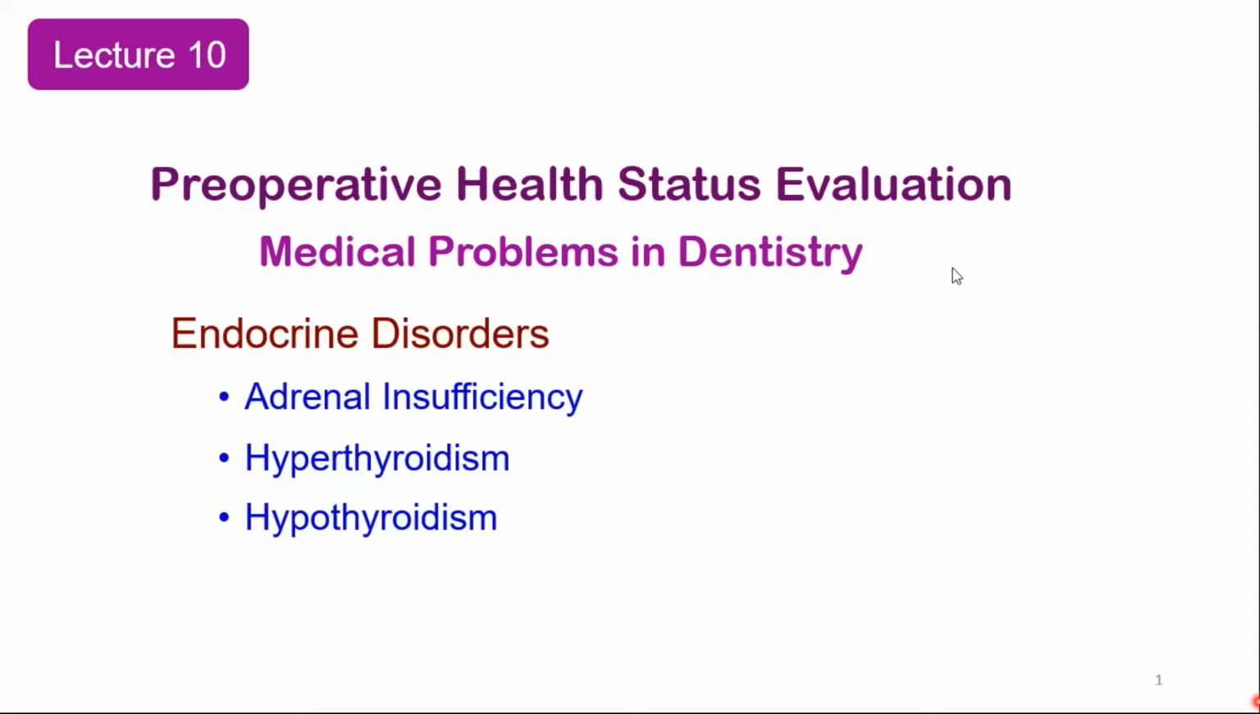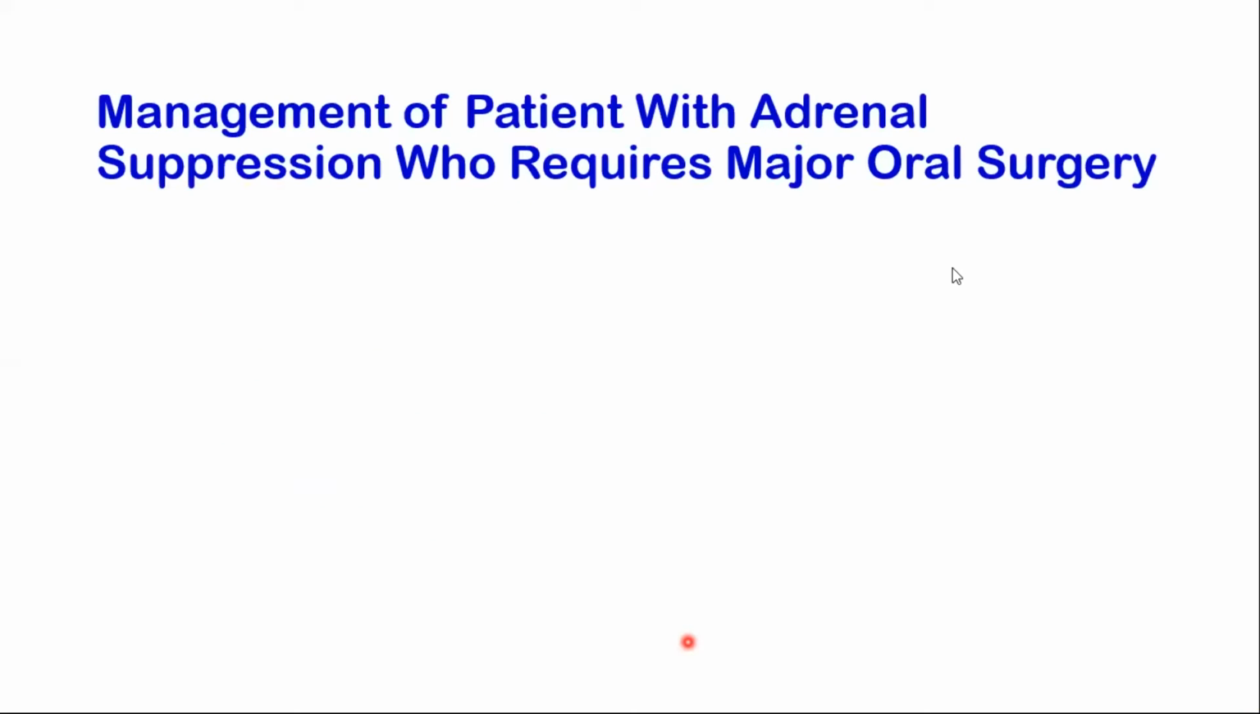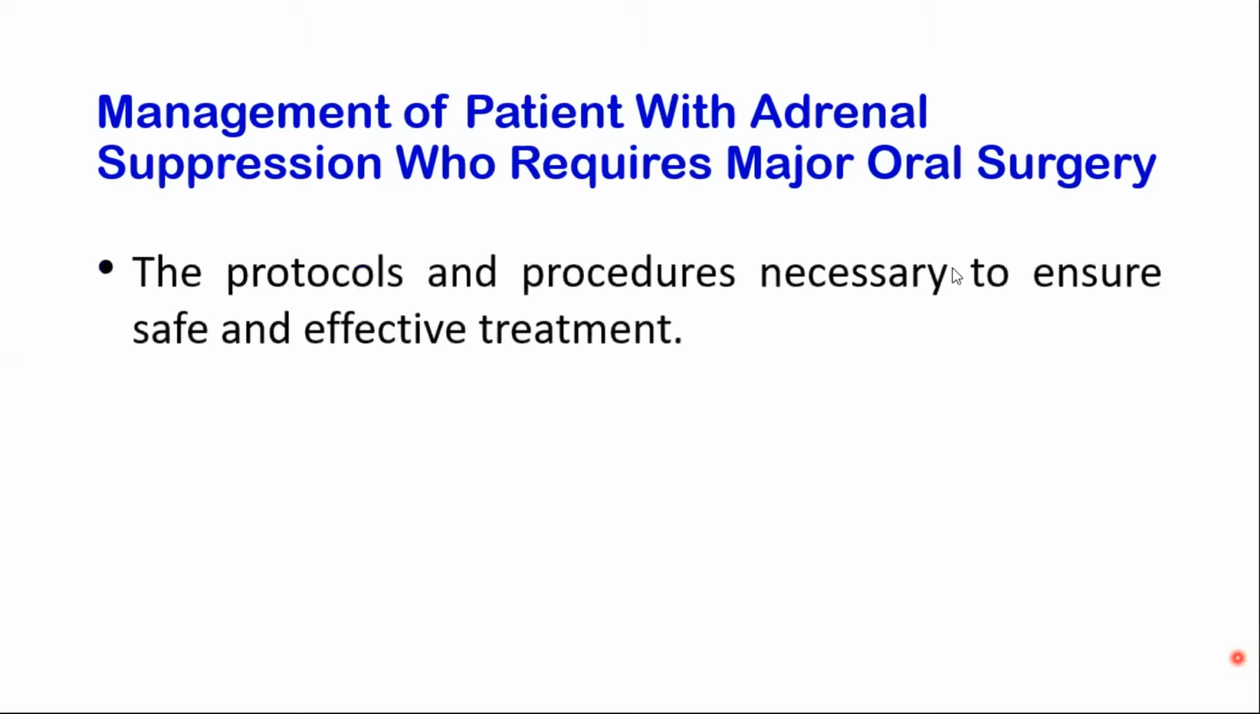In this series of slides, we will focus on how to handle dental care for patients with specific medical issues. We will go through endocrine disorders, that is adrenal insufficiency, hyperthyroidism, and hypothyroidism. First, consider the management of patients with adrenal suppression who require major oral surgery. We will cover the protocol and procedures necessary to ensure safe and effective treatment for these patients.